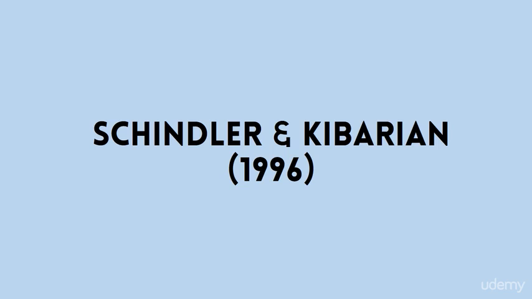So Schindler and Kibarian in 1996 published this paper where they reported the results of a study they ran by manipulating actual catalogs that were sent out to people. I don't know how frequently catalogs are used anymore, but in the 90s, this was the go-to strategy. And so what they did is they constructed 2 versions of the same catalog. They worked with a clothing retailer to just do this experiment.